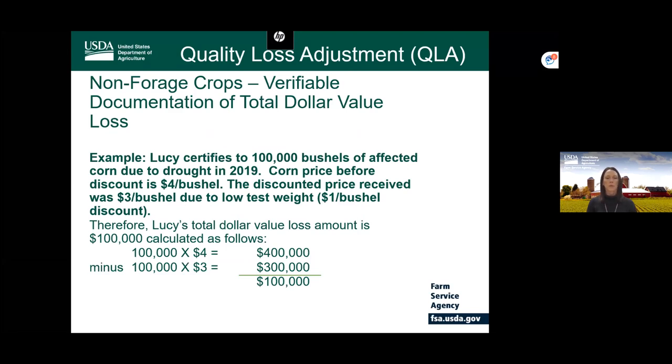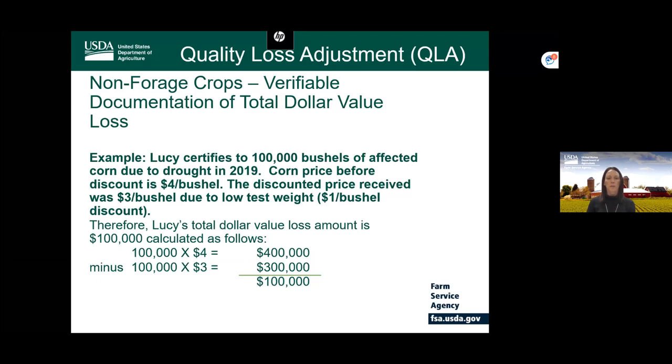So let's go through some payment examples. Lucy certifies to 100,000 bushels of affected corn due to drought in 2019. The corn price before discount is $4 a bushel. The discounted price received was $3 a bushel due to low test weight. So there is a dollar discount.